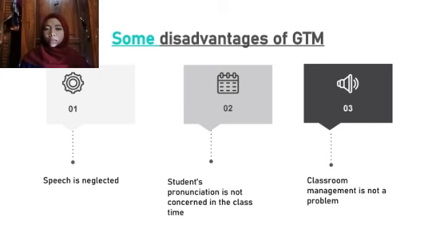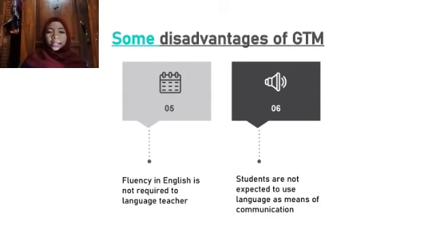Some disadvantages of GTM. First, speech is neglected. The grammar translation method lays emphasis on reading and writing. It neglects speech. And the second one is students' pronunciation is not concerned in class time. Classroom management is not a problem. Next, fluency in English is not required of the language teacher. And the last is students are not expected to use language as a means of communication.